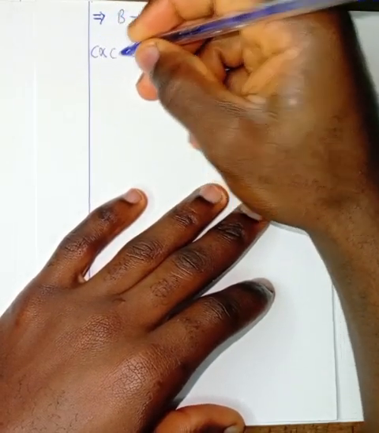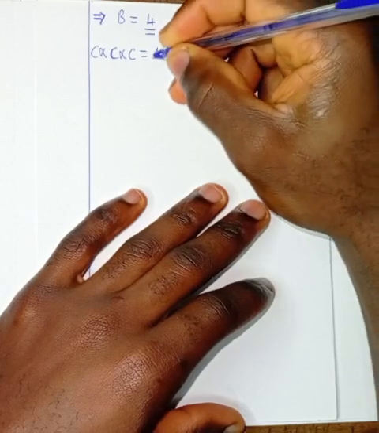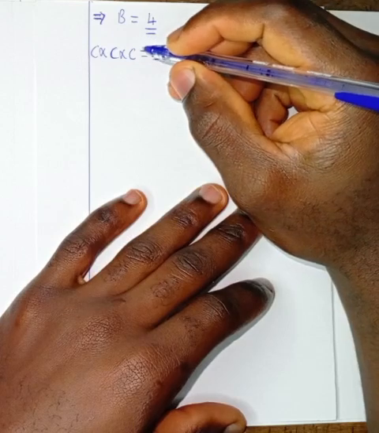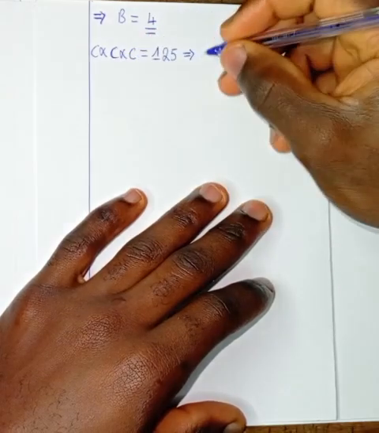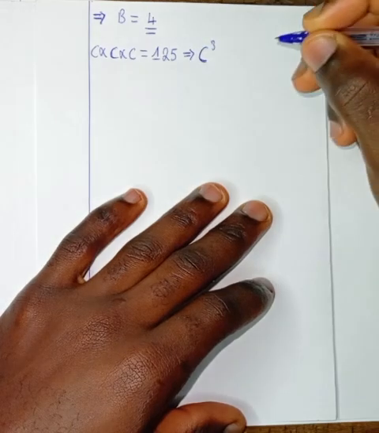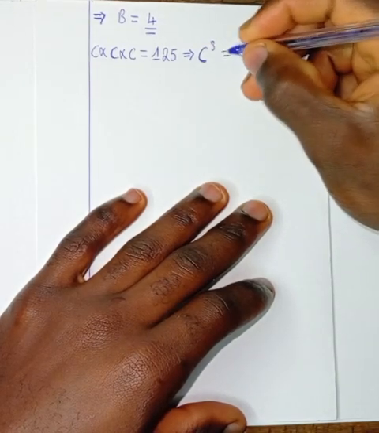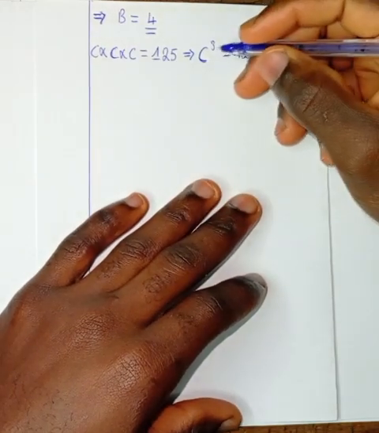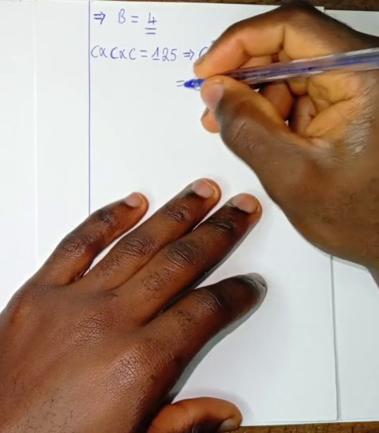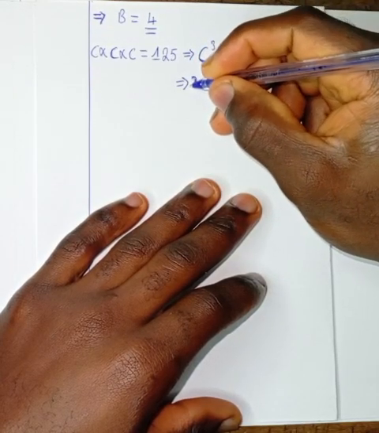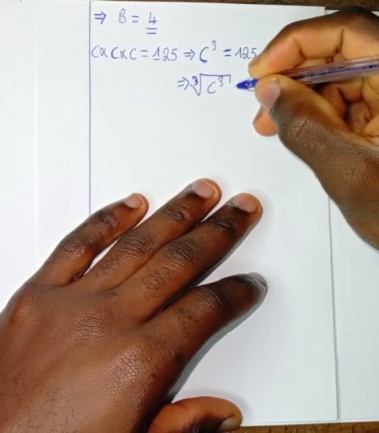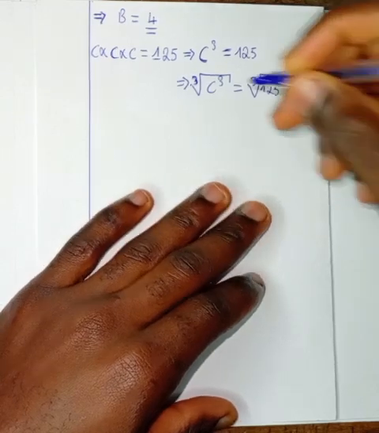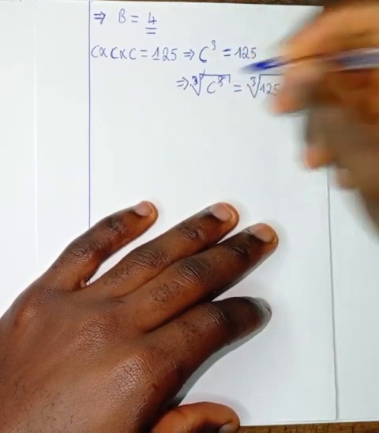We have been told that c times c times c is equal to 125. Then we know c times c gives us c squared. c squared times c gives us c cubed, c raised to the power 3. So this will simply be equal to 125. Next, for us to get the value of c, we are going to take the cube root on both sides. Then the cube root of c cubed is equal to the cube root of 125. You'll see this and this will strike off.